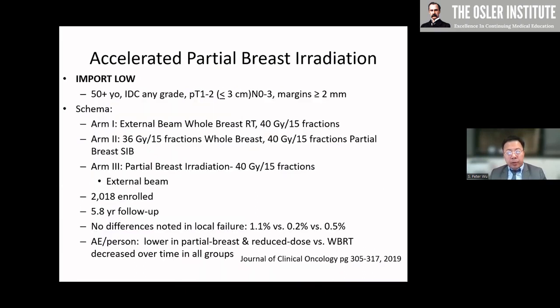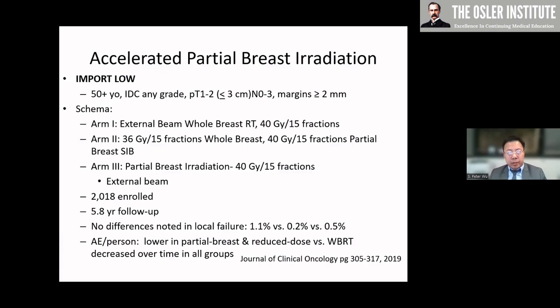Here is another way of doing it. It's the UK IMPORT Low. I think many people shy away from this regimen because if you're going to give partial breast, why not do it even faster than 15 fractions? Why not just do the Florence experience, 30 gray in 5 fractions? But this is another way of doing it.